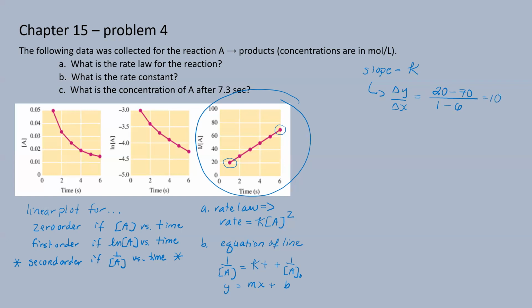So my slope, if we look at the top, is going to be 50 over 5, which is 10. Now, I forgot to write down the units, but since this is 1 over concentration, then this should be molarity to the -1, and these should be seconds. So I should have molarity to the -1 and seconds to the -1.